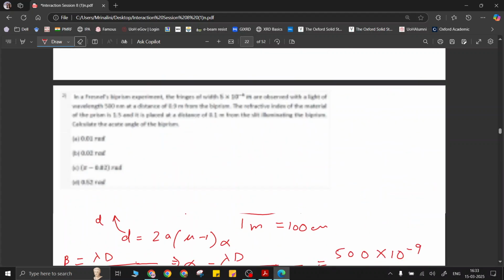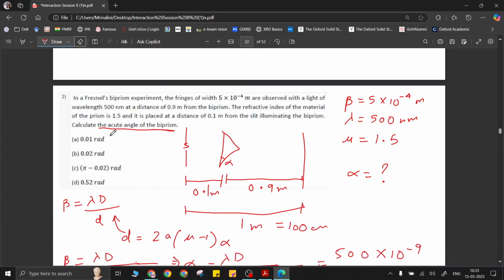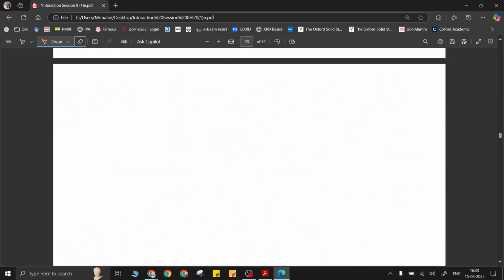So the correct option here is 0.01 radian. Option A is correct.